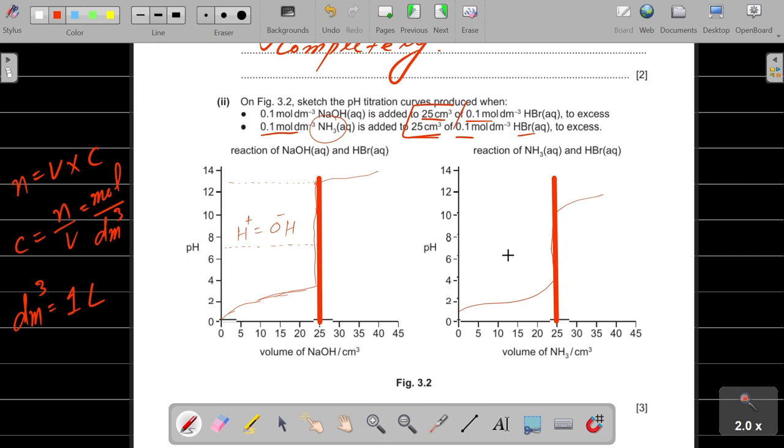So once again, this point is the neutral point, okay? Equivalence point, this point, understand?